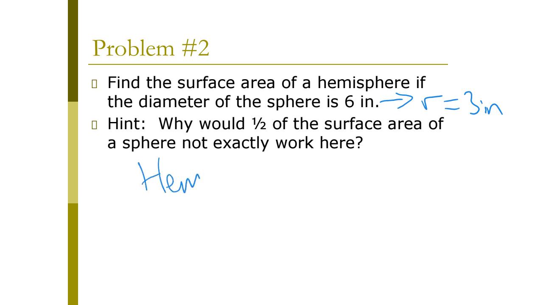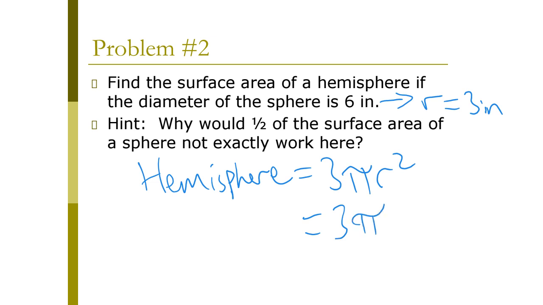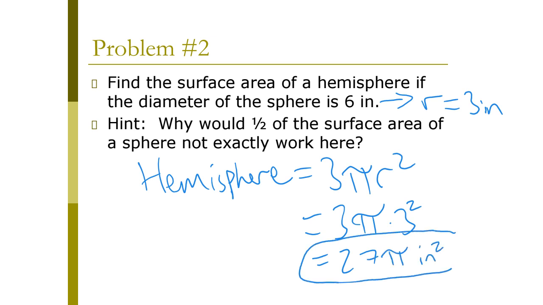So we know that a hemisphere is going to be 3 pi r squared. Half of the sphere, which is 2 pi r squared, plus the circle base, pi r squared. Let's pop that radius in. 3 times pi times 3 squared, which is 9 times 3 is 27 pi inches squared. Wonderful.